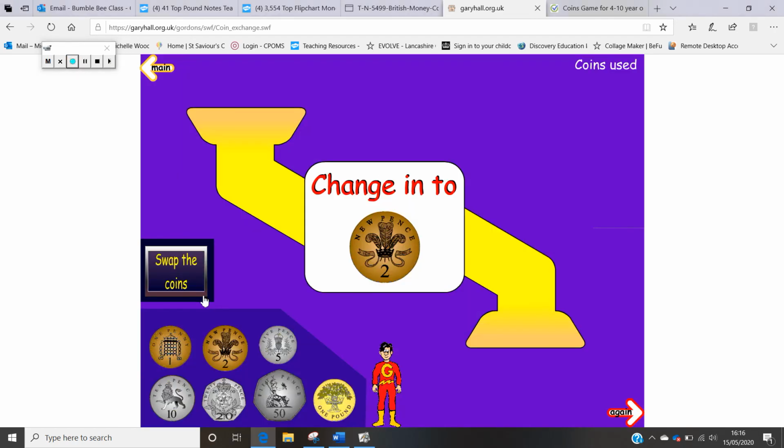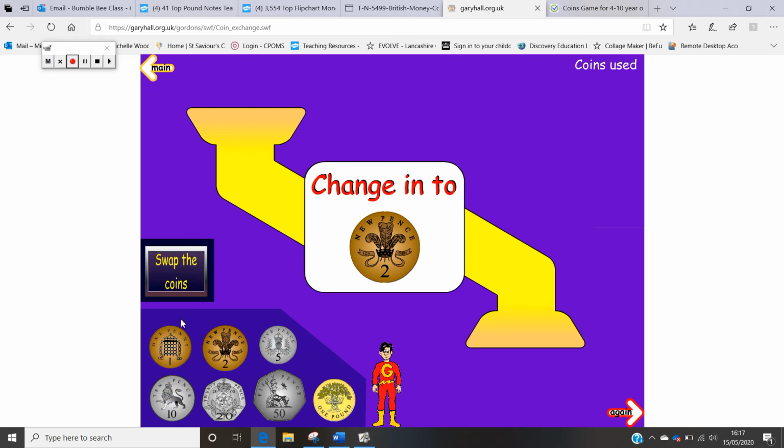So we're going to put some coins into the machine and we're going to change it into 2p. So I'm going to put a 1p coin into the machine, which is given me here. I've put 1p in, and I'm going to put another penny in, and then I'm going to click swap the coins. And straight away we know I've got it right, because out of the machine has popped a 2p coin.